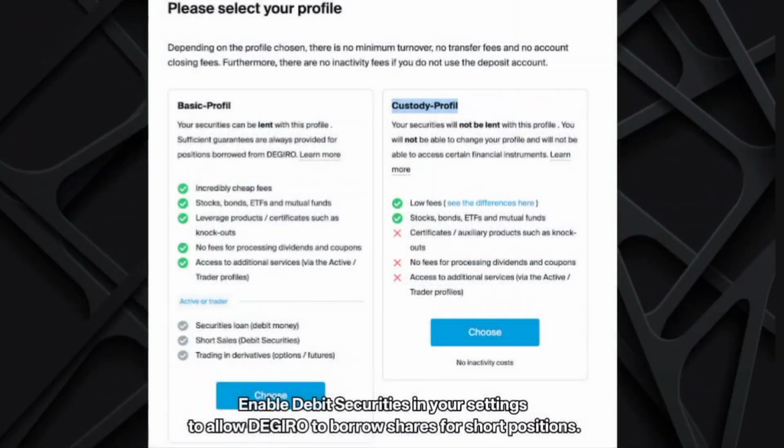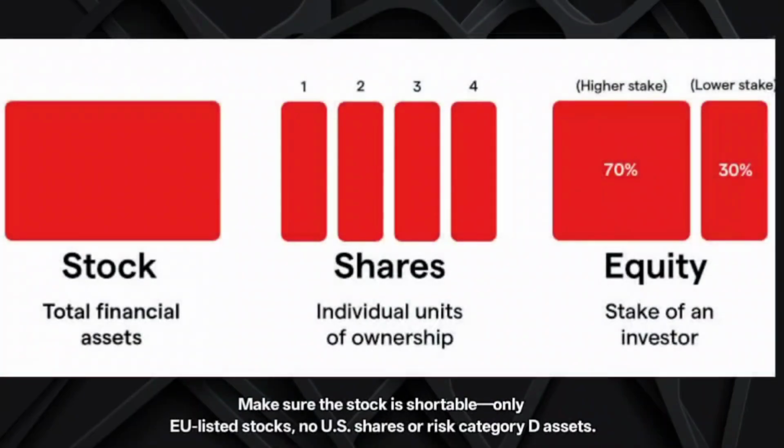Enable debit securities in your settings to allow DeGiro to borrow shares for short positions. Make sure the stock is shortable: only EU-listed stocks, no US shares or risk category D assets.